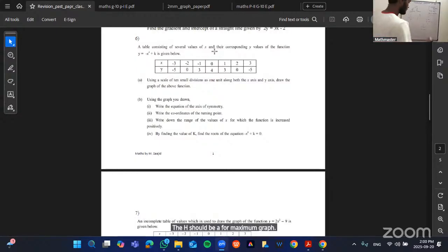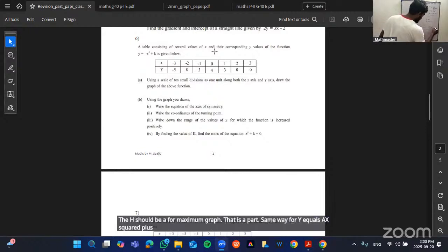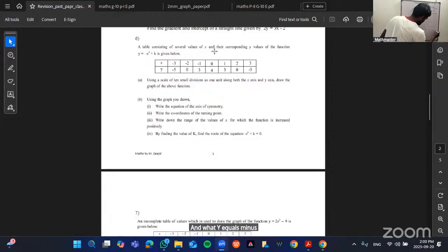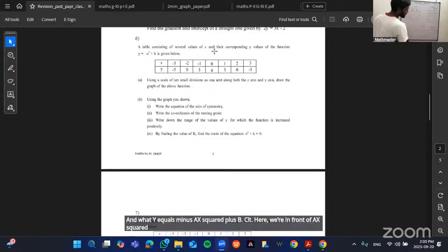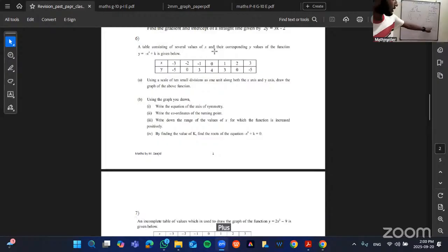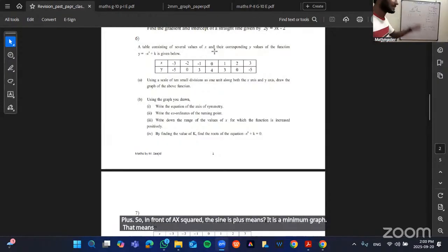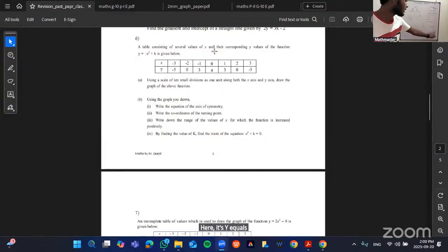That is the part. Same way for y equals ax squared plus b and y equals minus ax squared plus b. Same thing. Always see the sign in front of ax squared. If the sign in front of ax squared is plus, it is a minimum graph, that means like this. Here, it's y equals minus ax squared plus b, so the sign in front of ax squared is minus.